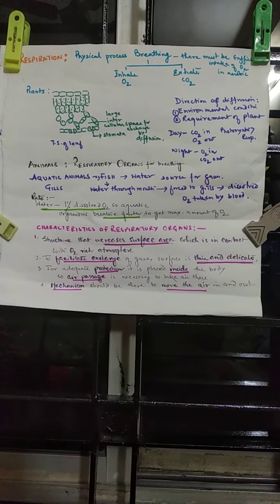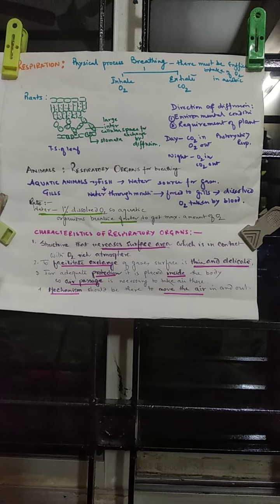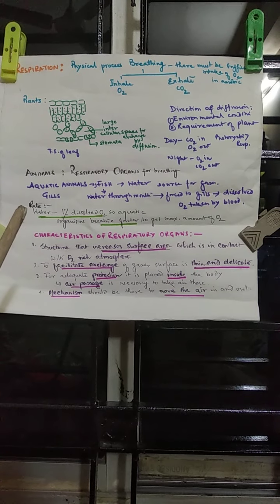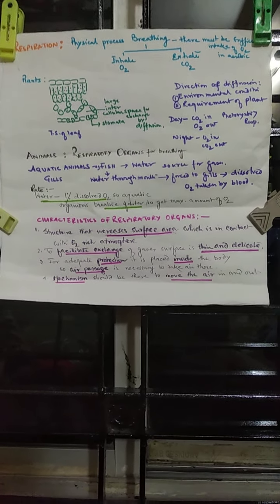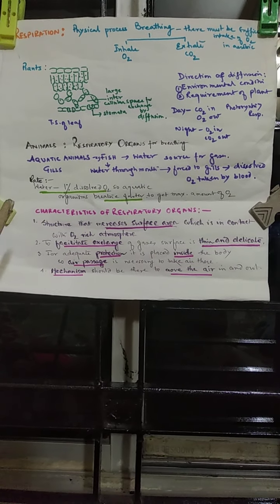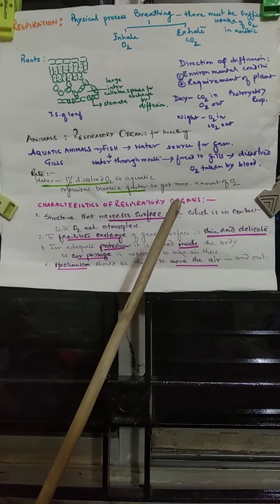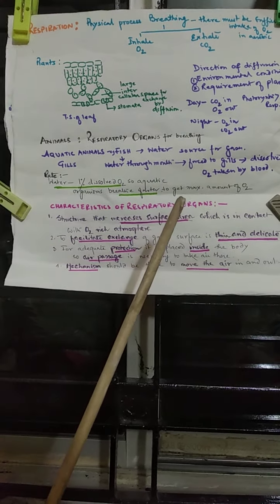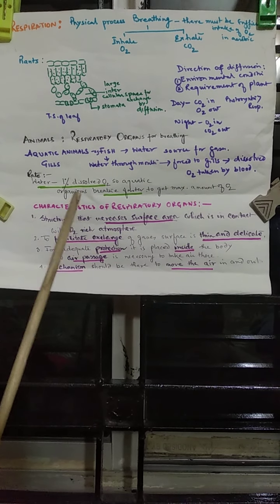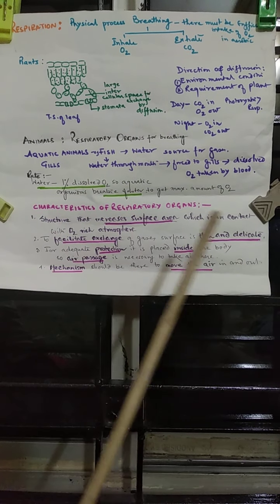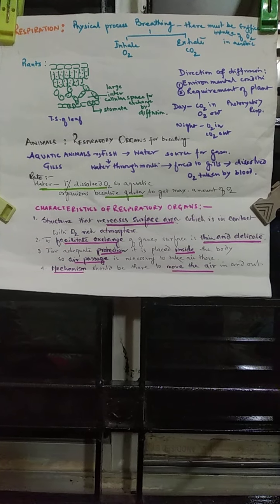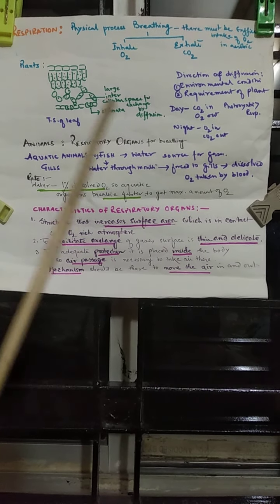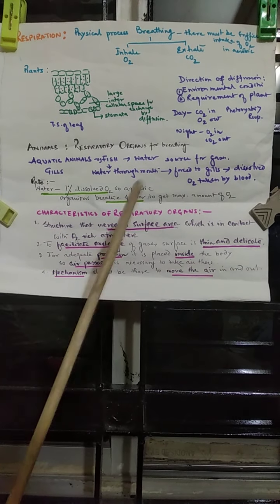Hello students. In the last class we discussed the oxidation of food substances, and today we will discuss the other part of respiration, that is, the physical process of breathing. Now breathing consists of two major parts. One is inhalation, that is when we take in oxygen, and the other is exhalation, that is when we give out carbon dioxide. Now, first of all, we will discuss breathing in plants.